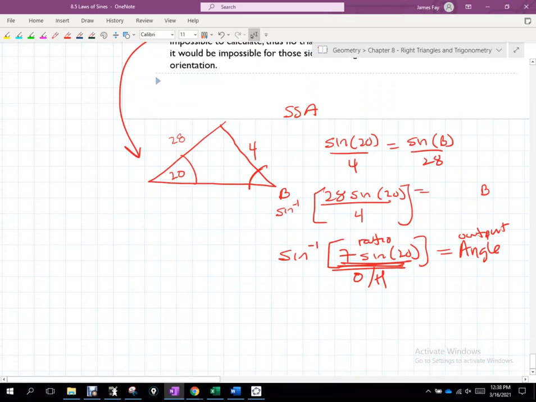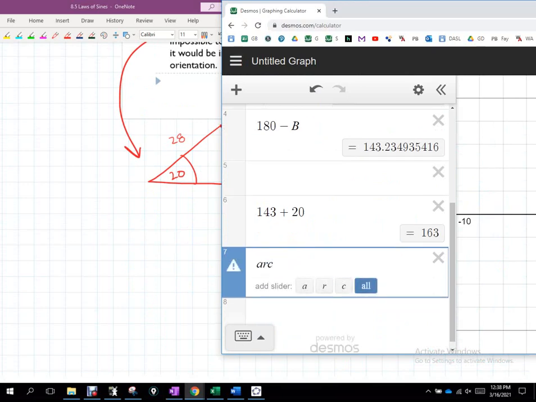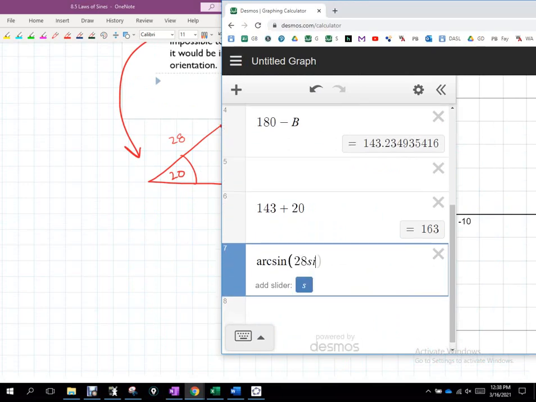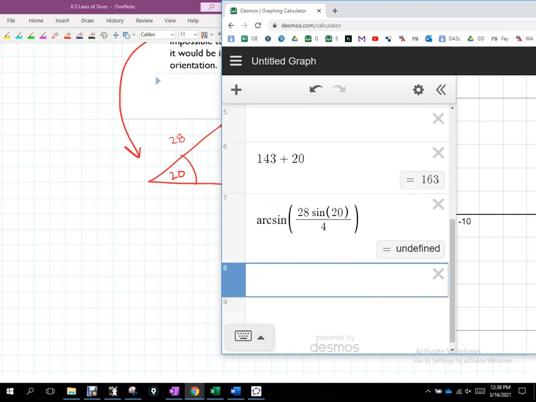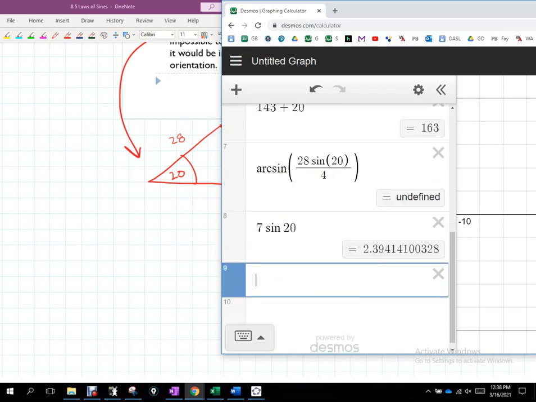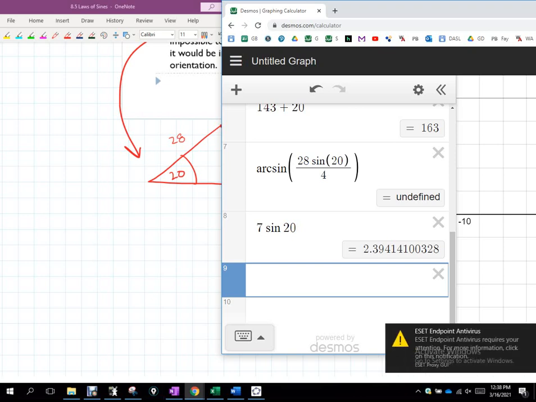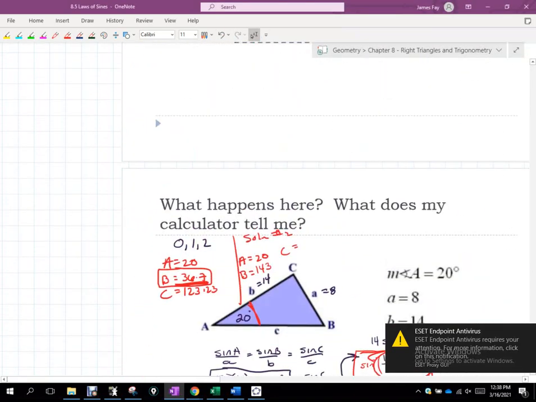Okay. Well, if I do this now with the sine inverse of 28 sine of 20 divided by 4, you see how it says it's undefined? Because we're putting in 7 sine of 20, which is that number right there, 2.39. That is being put in as an opposite side divided by a hypotenuse, and that is impossible to happen. That kind of makes sense? So when you get that from your calculator, it says undefined, you have no solutions. Okay? That would be the situation where you have no answers.